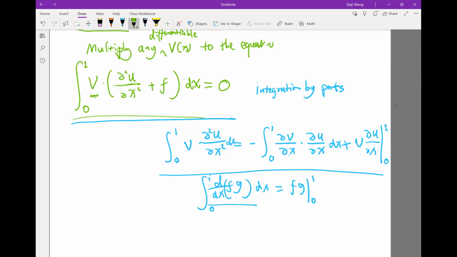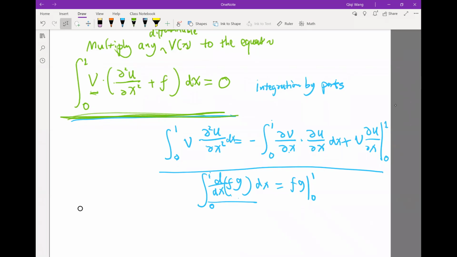Now here, we use the result of integration by parts to further manipulate and derive the weak form of the equation. So this integral, if you apply integration by parts, what you get is v times du dx at 0 and 1. Okay, so this is the boundary term. And I have the negative, minus integration from 0 to 1, dv dx times du dx.